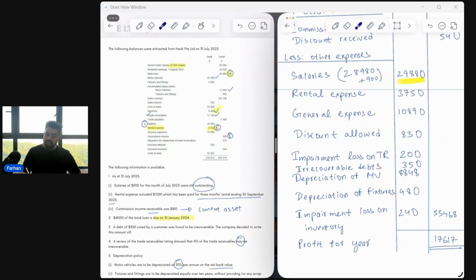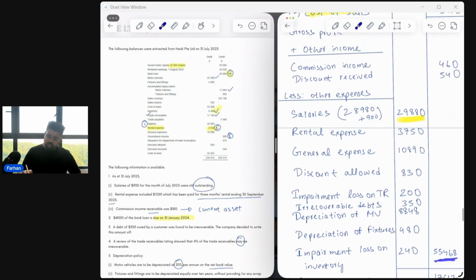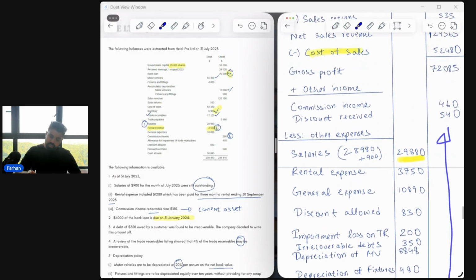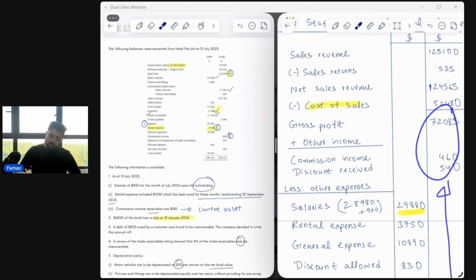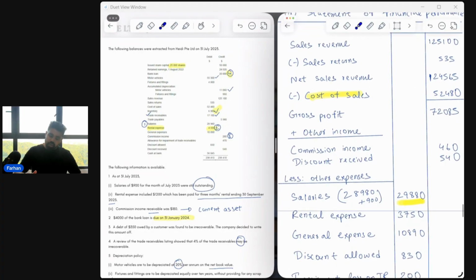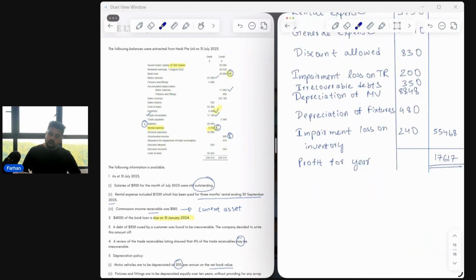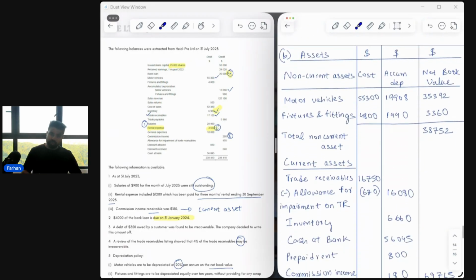And that is 55,468, which is what we deduct from the total of gross profit and other income, okay? So that gives us profit for the year of $17,617. All right, now that is sorted, let's move to the statement of financial position.